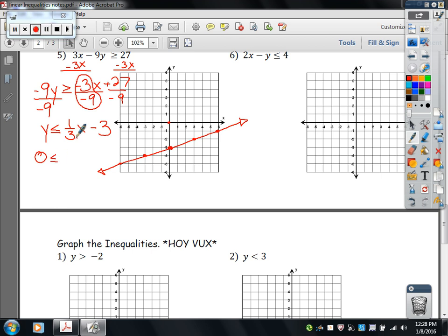0 is less than or equal to 1/3 times 0, which is 0. 0 minus 3 is negative 3. Is it true that 0 is less than or equal to negative 3? No. Shade here.